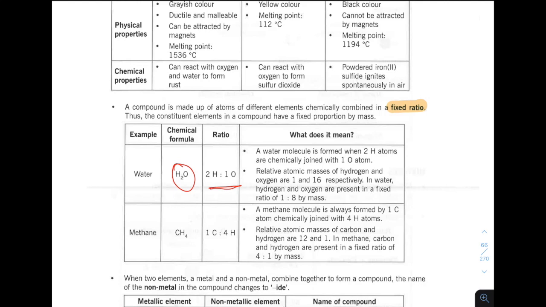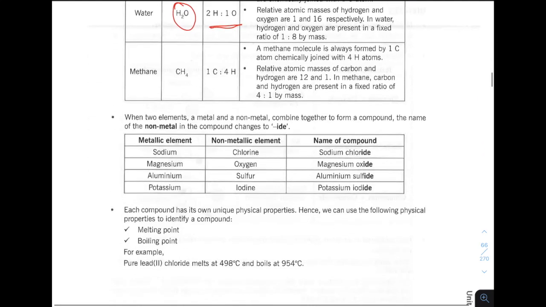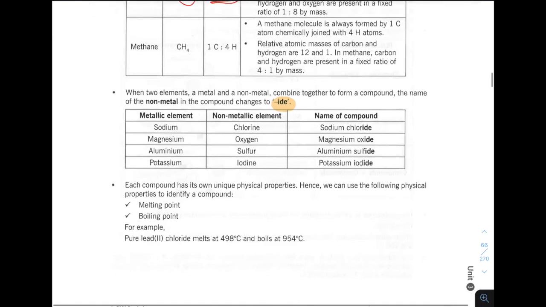So when two elements, a metal and a non-metal, combine together, you usually form an ionic bond, and it ends off with the salt having an -ide. Okay, this is more for naming, which we will go through more in the chapter on chemical bonding. Okay, so each of these compounds will also have their own unique physical properties, and they don't follow their individual elements from before. But of course, being a pure substance, they'll have their own fixed melting point and boiling point.